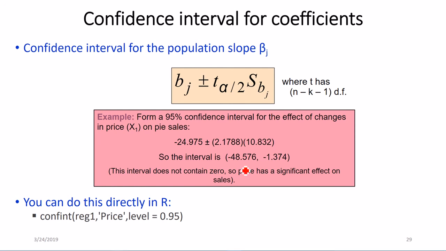If you go back to the result shown by the summary function in the pie sales example, then plug in the values for bj, t alpha divided by 2, and sbj, we can form a 95% confidence interval. In R, you can do this directly using the confint function by giving it the model, the variable name, and the level, which is 95%.